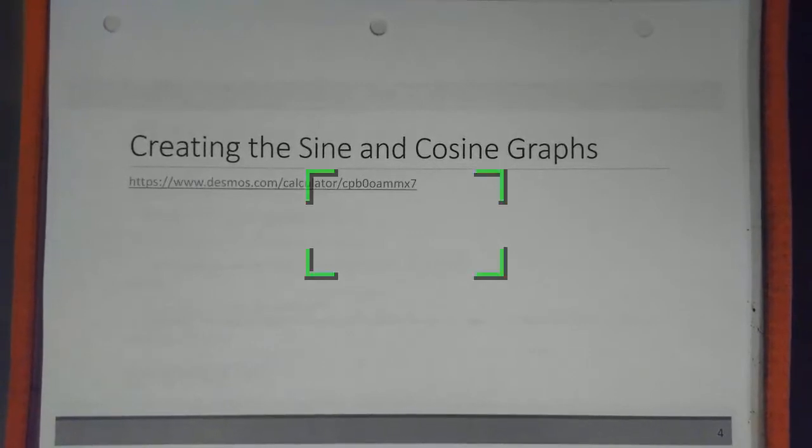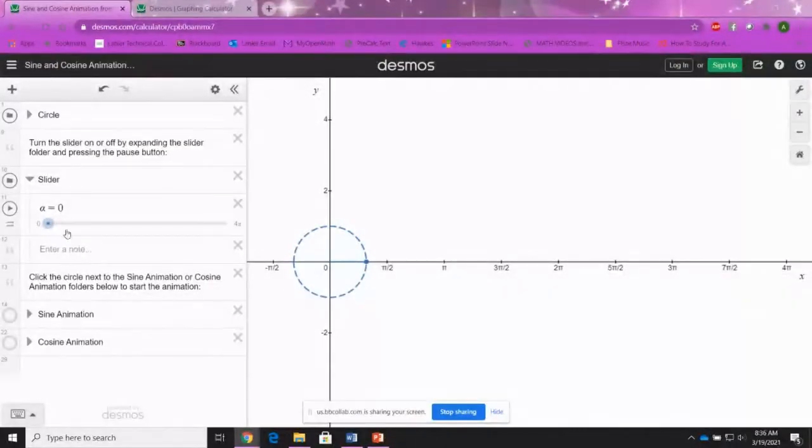Now when we're talking about periodic functions, we're going to be focusing, at least in this section, on sine and cosine. So I want to show you how these are obtained. I'm going to show you a neat little Desmos animation. What I have here is a unit circle. So the radius on this guy is 1.